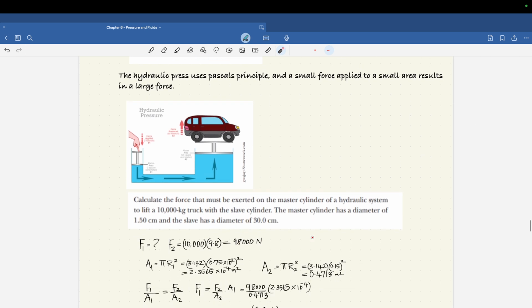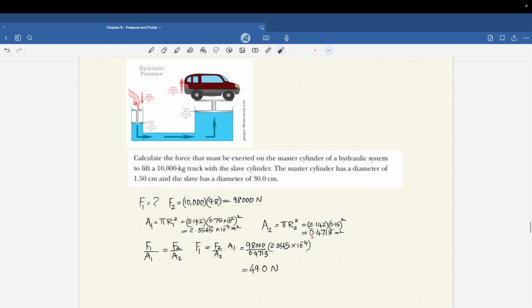Let's work out a problem. Calculate the force that must be exerted on the master cylinder of a hydraulic system, so that's the master cylinder, the smaller one, to lift a 10,000 kilogram truck with the slave cylinder. So the slave is the bigger one. The master cylinder has a diameter of 1.50 centimeters. Slave has a diameter of 30.0 centimeters. First off, you have to take the radius by dividing each number by 2, and then you have to calculate the area.